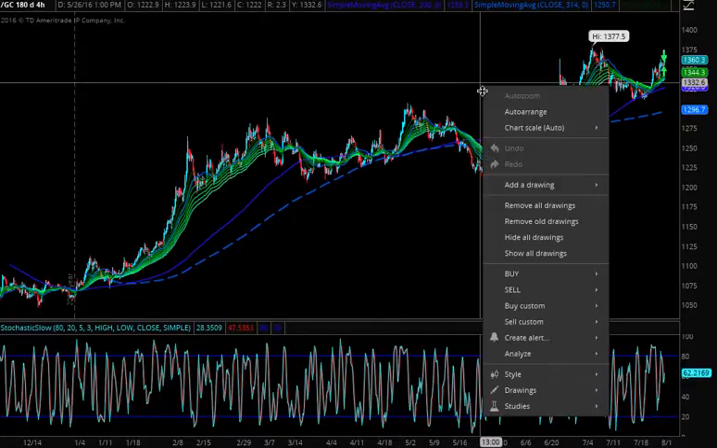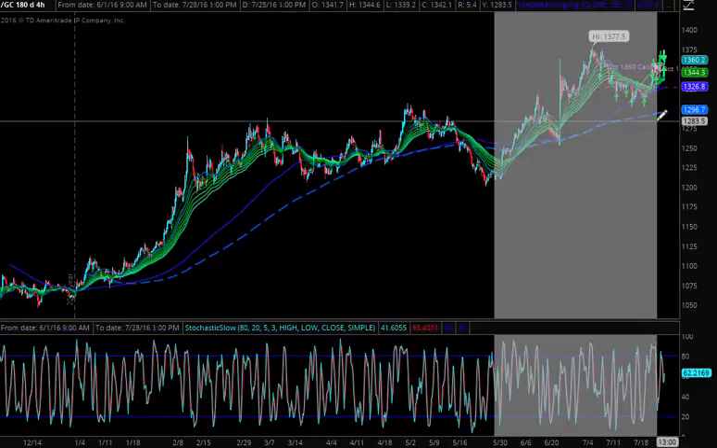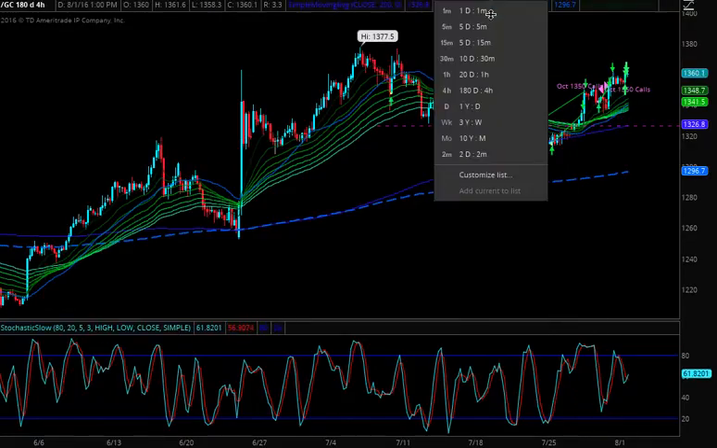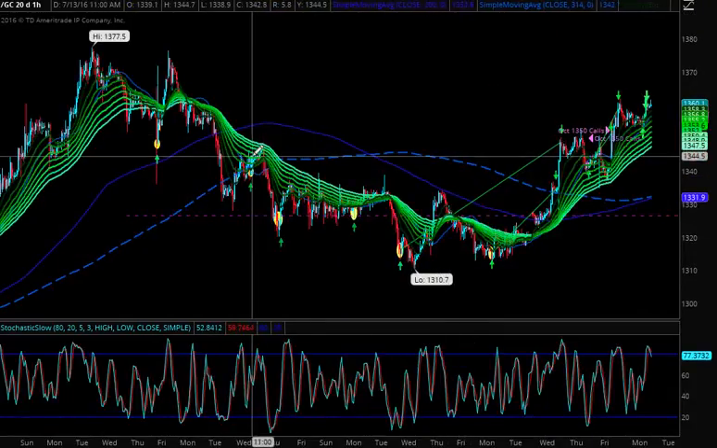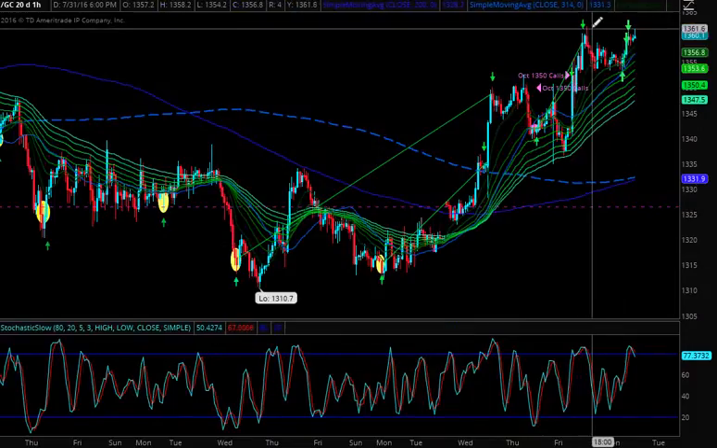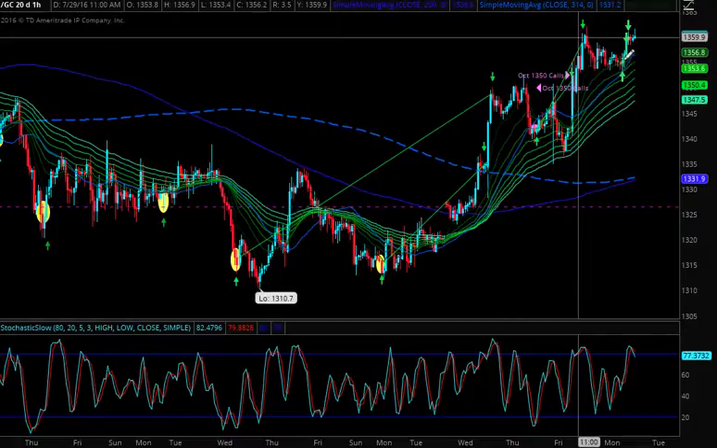I think I hid my drawings. Yeah. So here we can see the intermediate term moves. Sold the high last week. This is my day trade here. I'm still long some futures, and I'm looking for that move into the highs from a couple weeks ago.